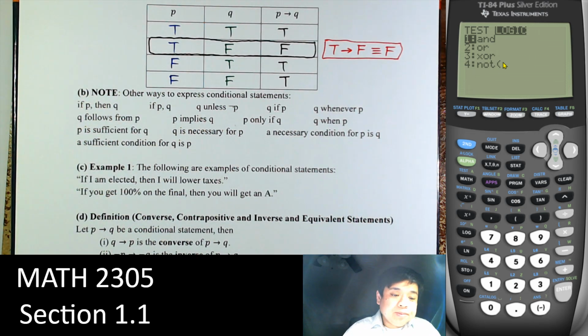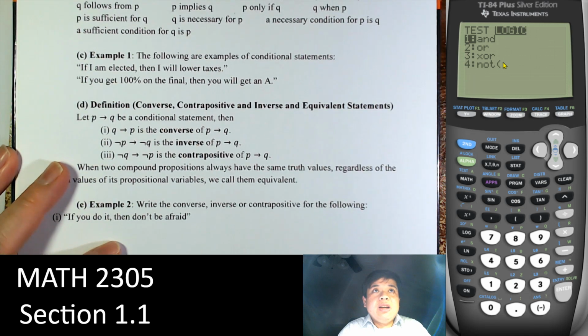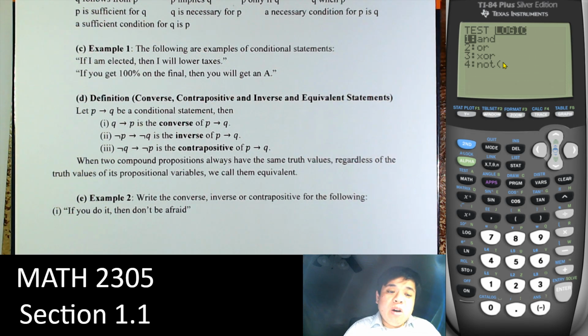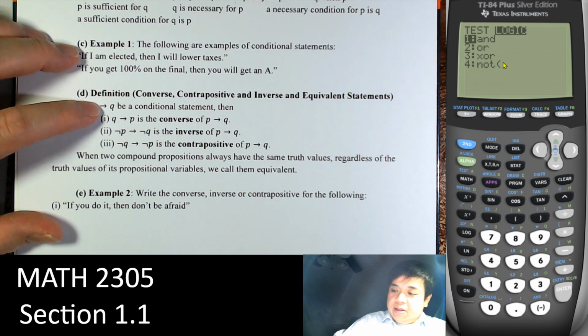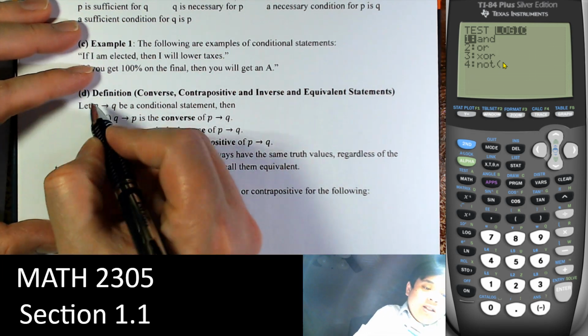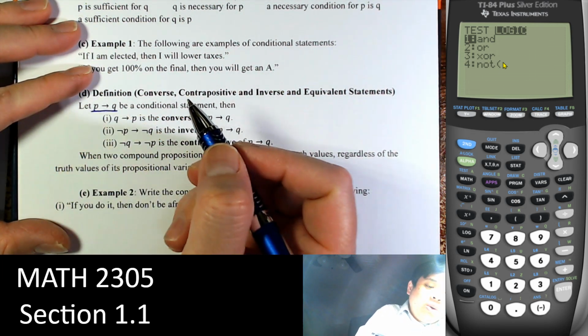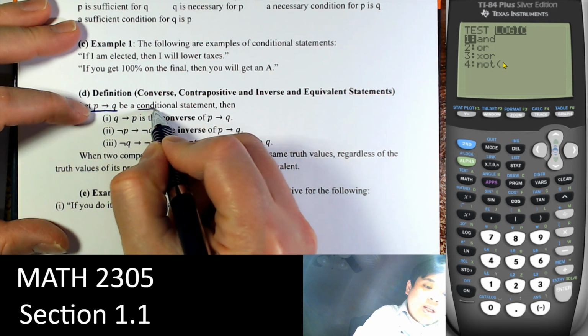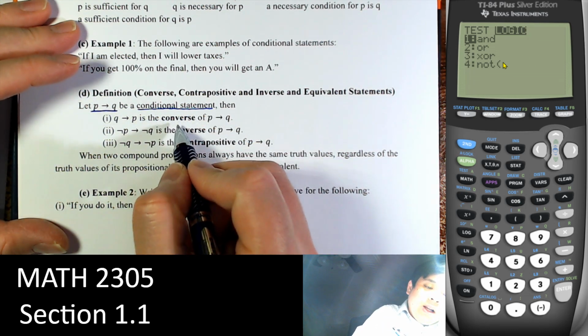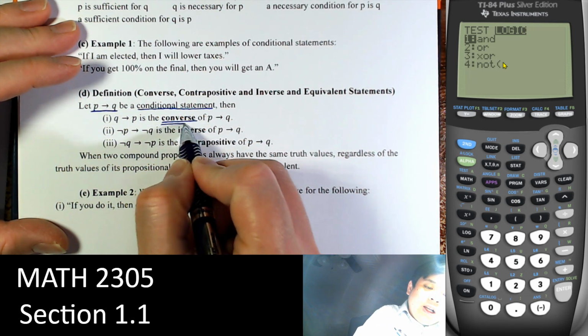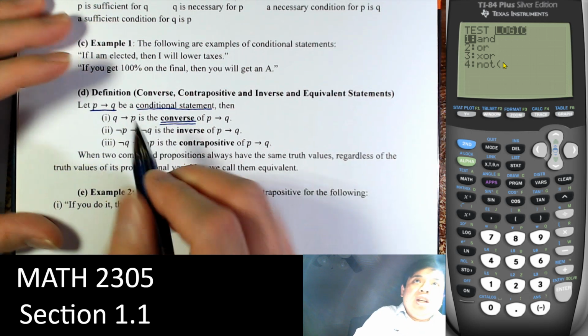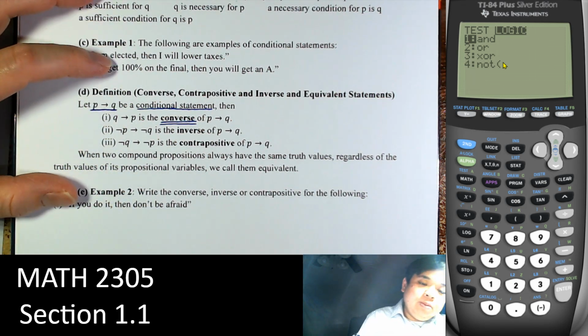Alright, so next, we define the converse, contrapositive, inverse, equivalent statements. So the converse, here's the way we defined it. P implies Q is the conditional statement. The converse is Q implies P, so pretty much we interchange P and Q.